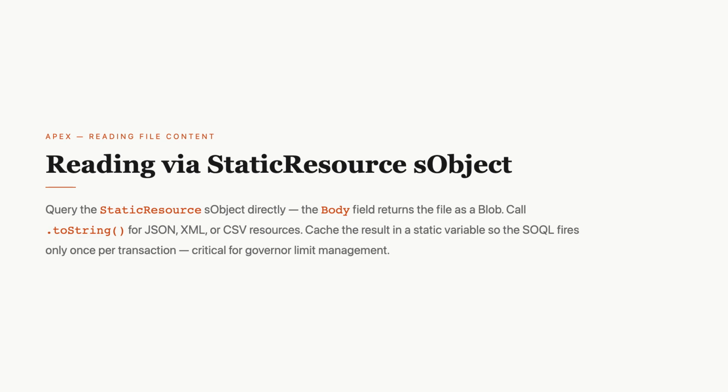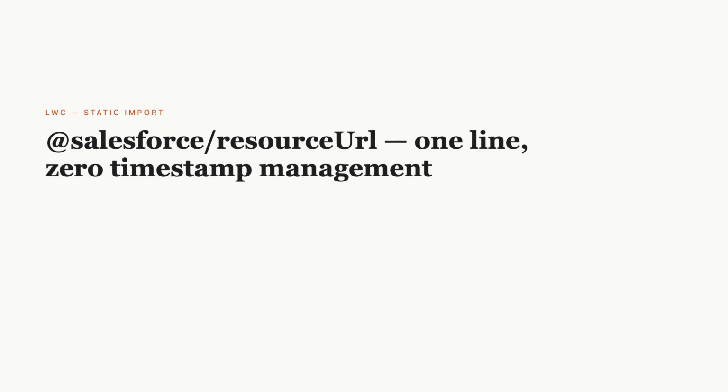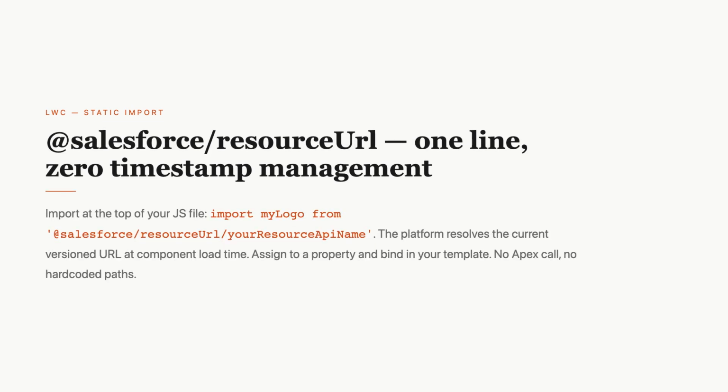In Lightning Web Components, importing a static resource is a single declaration at the top of your JavaScript file. You write: import MY_LOGO from '@salesforce/resourceUrl/YourResourceApiName'. The platform resolves the current version URL at component load time and gives you a string you can bind directly in your template. For a single file resource, an image or a standalone script, that string is the complete URL. Assign it to a property and reference it in your HTML using standard curly brace property binding. No Apex call, no manual URL construction, no hard-coded paths anywhere in the component.